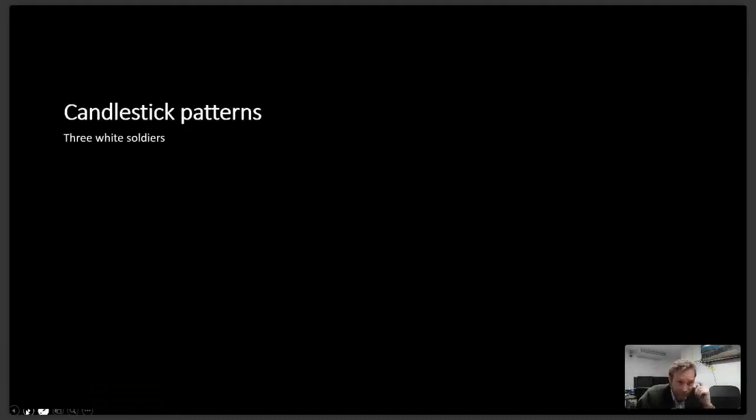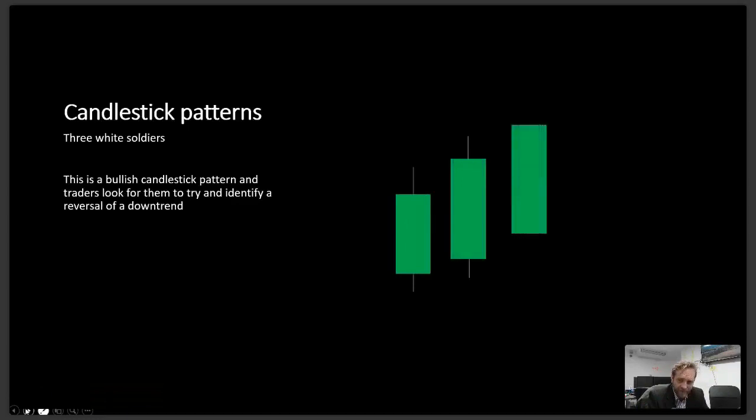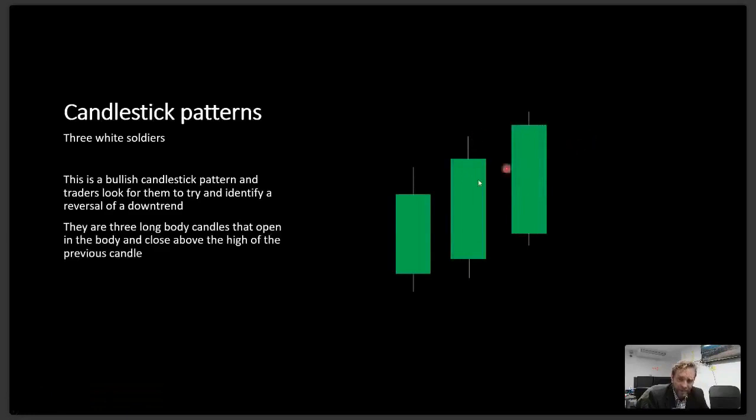Three white soldiers. This is another one. Again, this is more of a bullish reversal. This is a bullish candlestick pattern where traders look for them to try and identify a reversal of a downtrend. Now, it looks like this. And it's basically 3 bullish candles, each one slightly bigger than the previous one. And each one has to open at some point through the previous candle, but close above the previous candle's high.